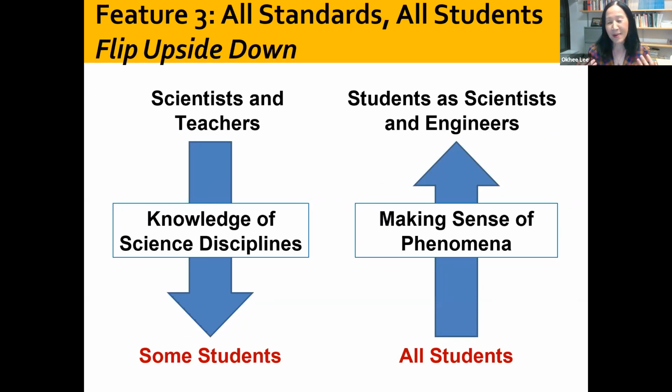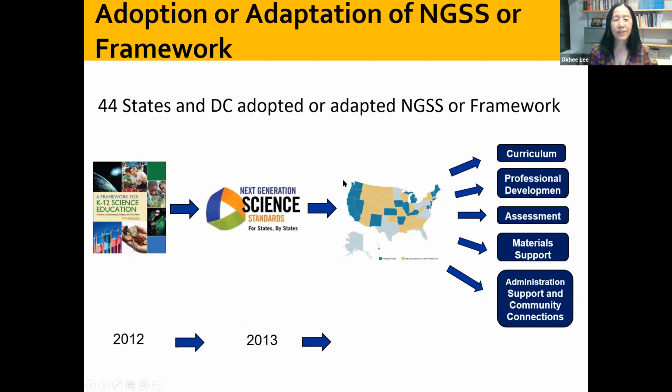The number of states that adopted the NGSS or developed their own standards based on the framework kept going. 25, 30, 35, it kept going. We have 50 states in the US right now, and 44 states and DC have either adopted or adapted the NGSS and framework. And I think that is incredible. Incredible, state by state. What is incredible about it?